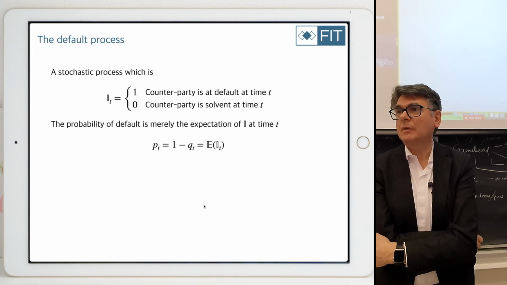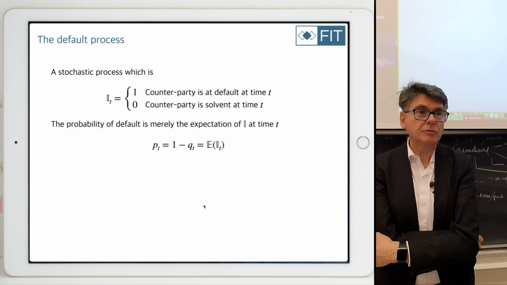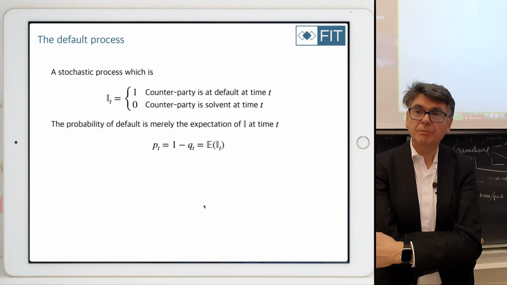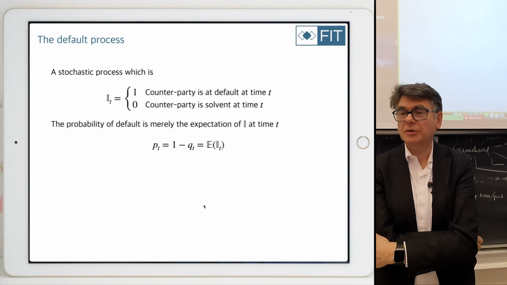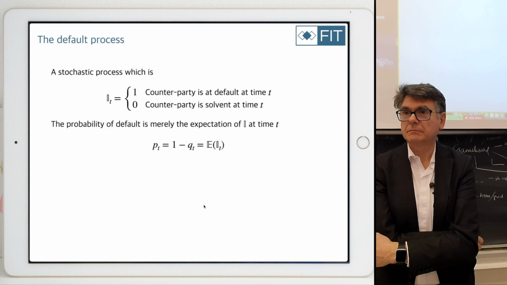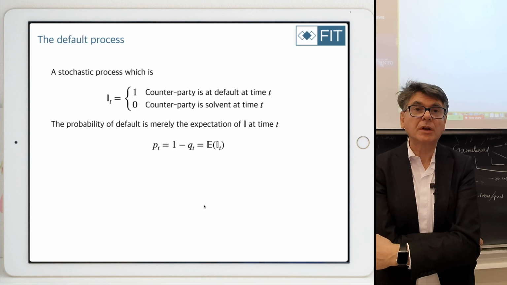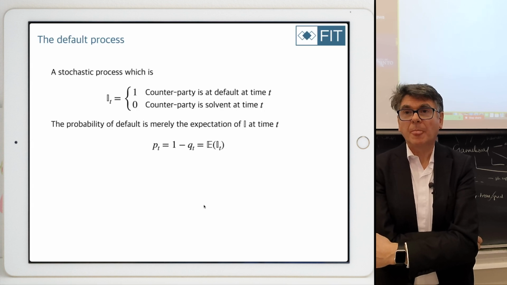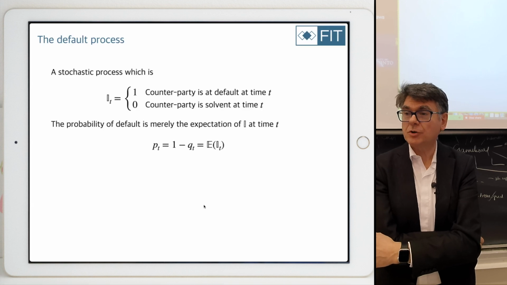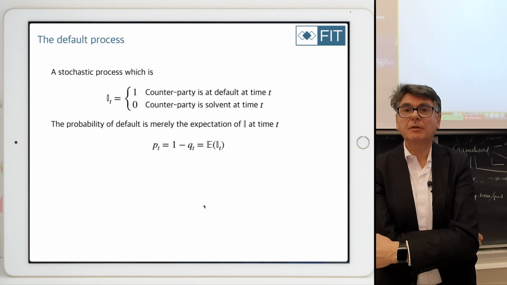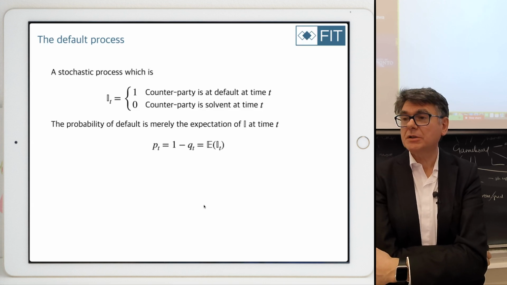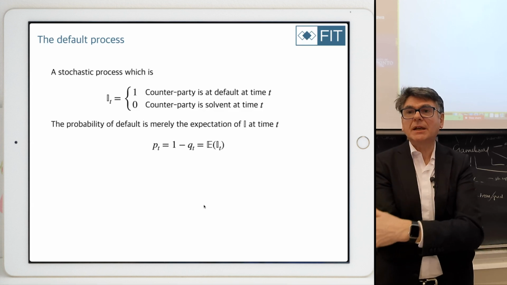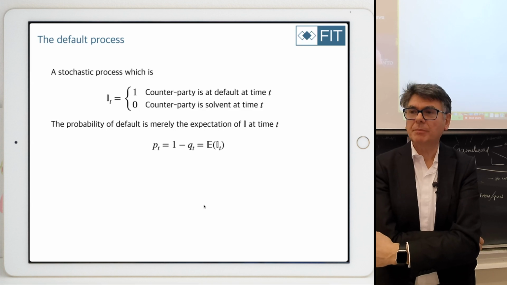Why are we doing this? I'm doing this because I want to understand and model the relationship between the value of my portfolio, which is time dependent, and the credit quality of my counterparty, which is also time dependent. So that's why I do that. I'm not introducing anything new. We spent all of last week talking about the probability of default, but now we look inside and say the probability of default is the expectation of this process, which was implicit in our conversation last week. Today is going to be explicit.